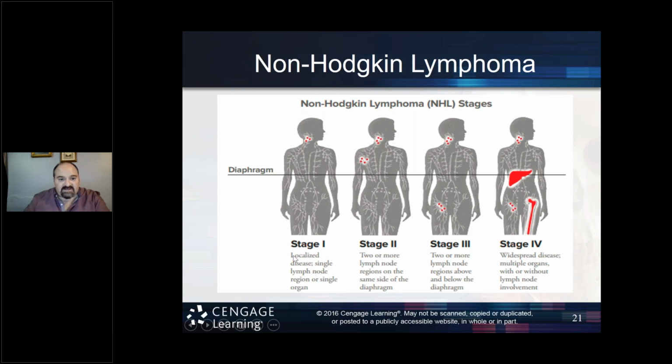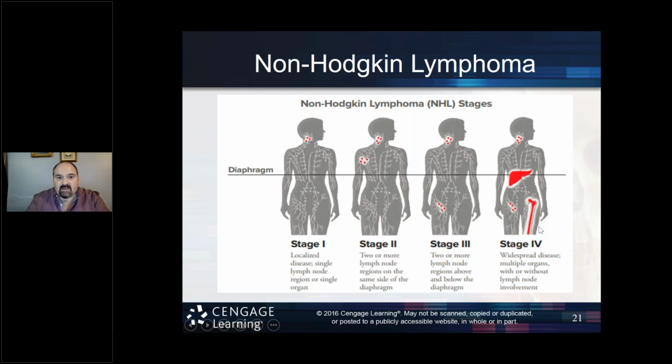So you see here as far as stage 1, localized disease, single lymph node affected, or single organ. Stage 2, 2 or more lymph nodes are affected on the same side of the diaphragm. So if you see the diaphragm here, same side. Stage 3, on both sides of the diaphragm, and then widespread going to multiple organs and throughout for stage 4.